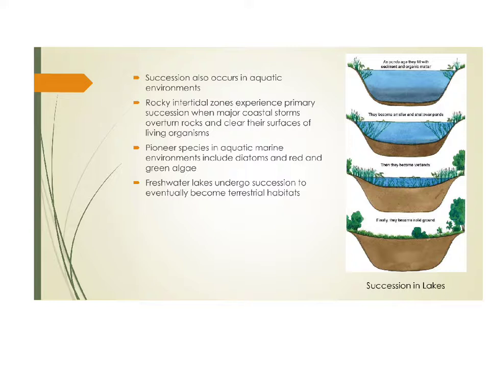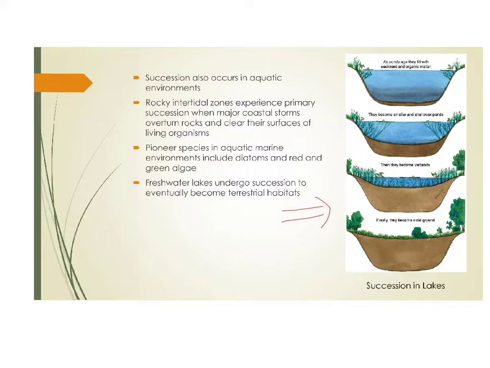Pioneer species in aquatic marine environments. So aquatic marine would be saltwater. These marine environments would include diatoms, which are microscopic creatures with silica-based bodies, and red and green algae. But I want you to take a look here at these pictures. So intertidal zones and aquatic marine succession, we've been talking about, happens in the ocean.